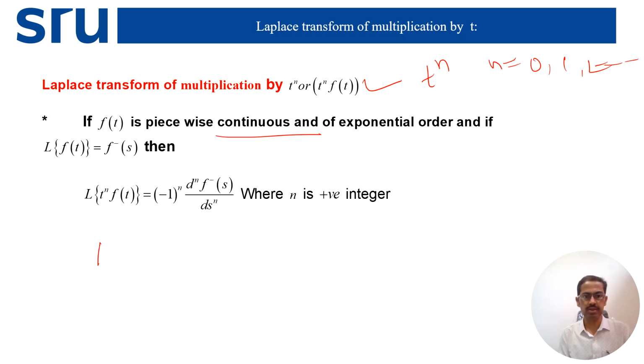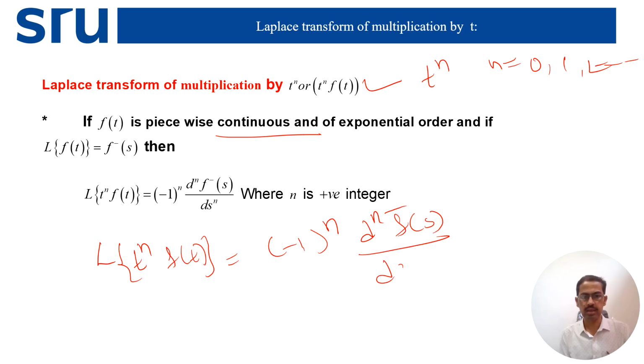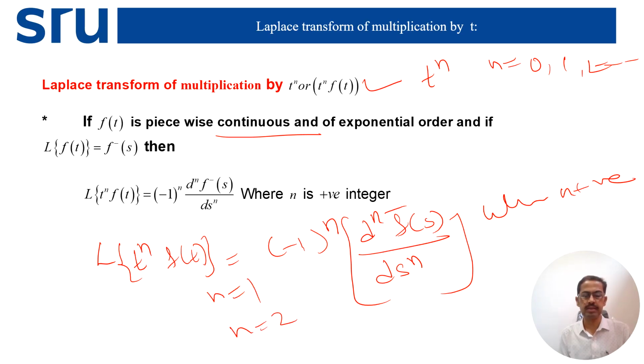Now the Laplace transform of t power n into f of t is equal to minus 1 whole to the power of n, n times differentiate f bar of s with respect to s, where n is a positive integer. If n is equal to 1, differentiate 1 time; if 2, differentiate 2 times. This is the formula for the Laplace transform of multiplication by t or t power n, whatever it is.